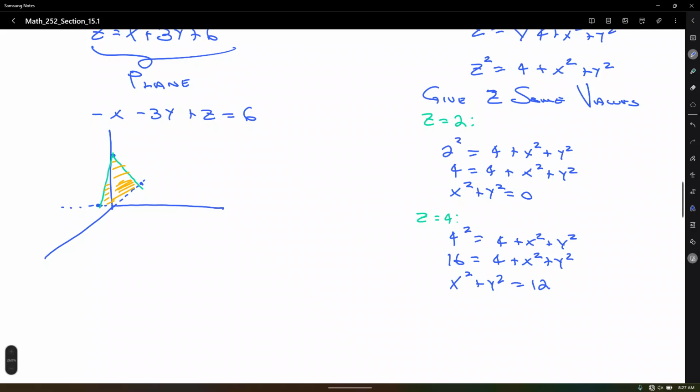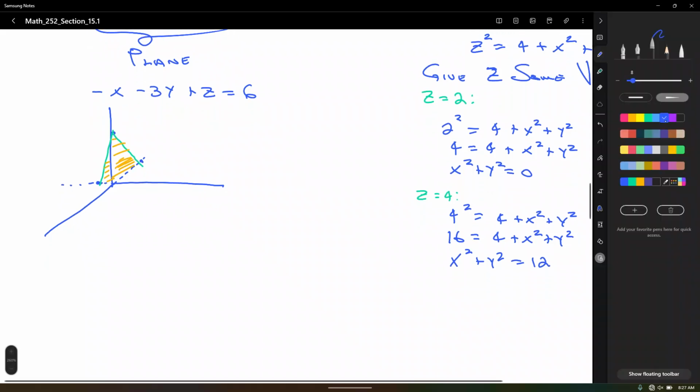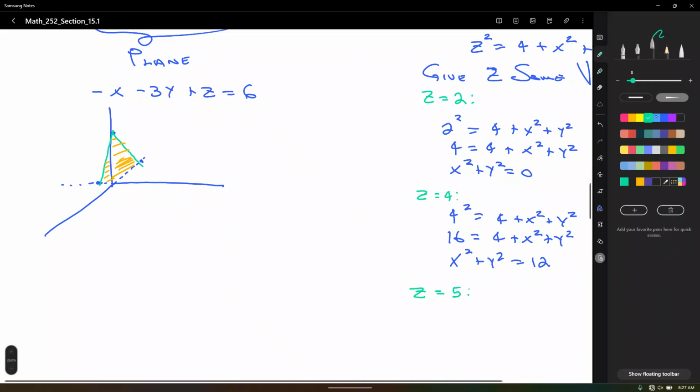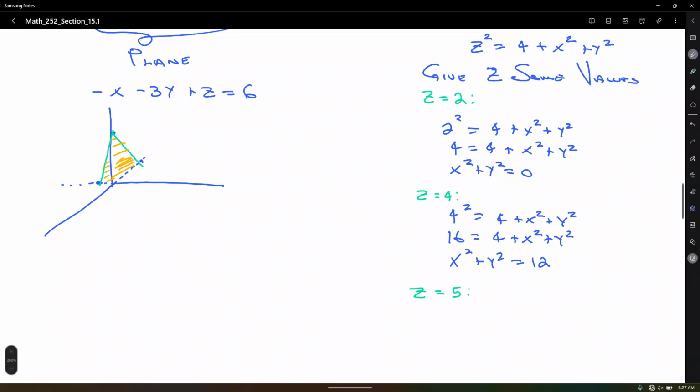Let's do one more trace. The trace where z equals, what's that? Z equals, I have 5. All right. I mean, in the end, you can choose your favorite values, except there could be some restrictions. We can talk about that later. All right.